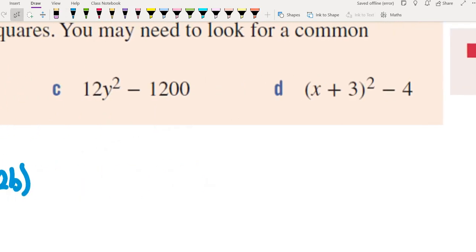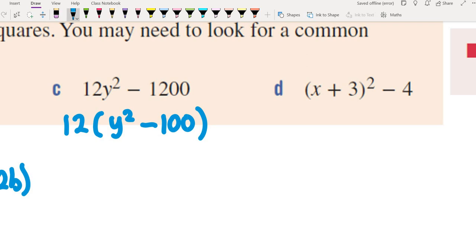Alright, this next bit here requires us to do an extra step, because we don't really know what number squared gives you 1200. But you can sort of see there's 12 in both of them, so we can first take out 12 as a common factor. So if we do that, we're just taking the 12 out, then we're left with this.